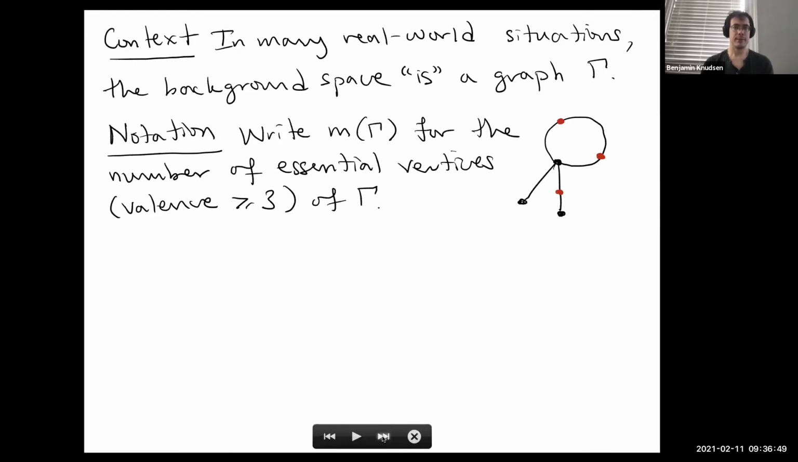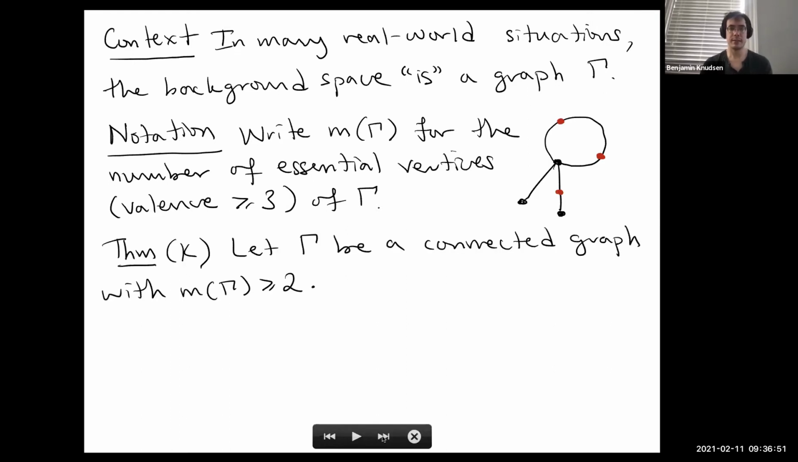Okay, so the theorem I have to tell you about today is the following. We're going to look at a connected graph, and we're going to assume that the number of essential vertices is at least 2. There aren't a lot of graphs with 1 or 0 essential vertices. You can probably think of all of them very quickly.